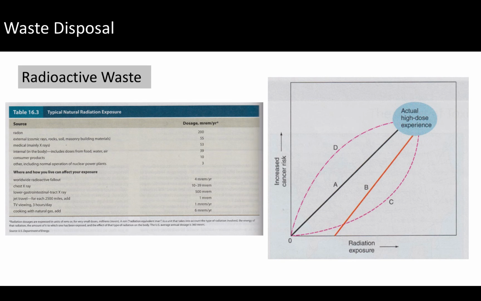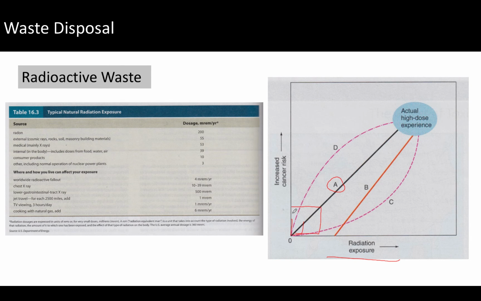One of the problems that we have with this is if we have increased risk of cancer on the y-axis here and radiation exposure on the x-axis, right? The idea is that we assume that we follow path A. Right? Path A says I get exposure, I get increased risk of cancer. I get more exposure, I get a higher increase or more increased risk of cancer.